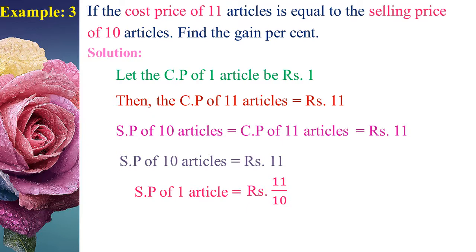To find gain percent, first we need to find gain. Already we know gain is equal to selling price minus cost price. So, gain equals selling price of one article minus cost price of one article.